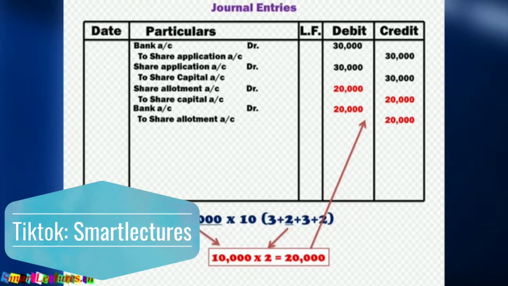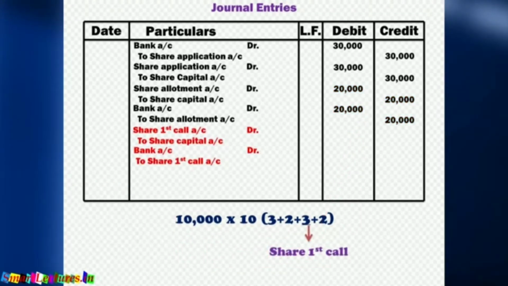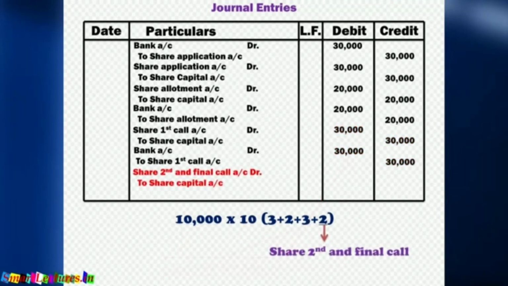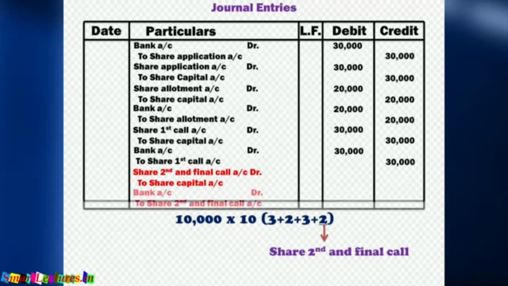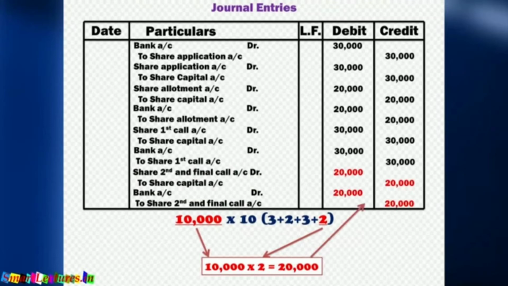Now this is the turn of first call. Share first call account debit to share capital account, then bank account debit to share first call account. Means first the transfer entry, then the receipt entry. And the amounts will be 10,000 into 3, 30,000 rupees for both of them. Now second call. Share second and final call account debit to share capital account, and then bank account debit to share second and final call account. And the amounts will be 10,000 into 2, 20,000 rupees.